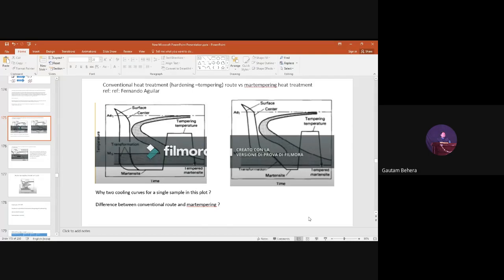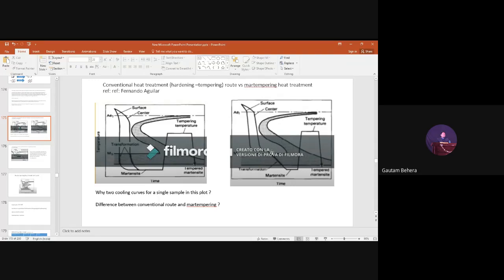Sibasis and Soumya, your doubt will be clear in this part. You are getting confused in the continuous cooling and isothermal cooling. Who remembers why we have held our sample in this condition at this point? Sir, to get the same temperature from the surface to the core. Very good. To get the same temperature at the surface and the core part or the center part, right?